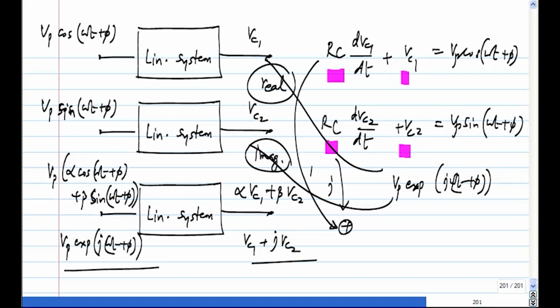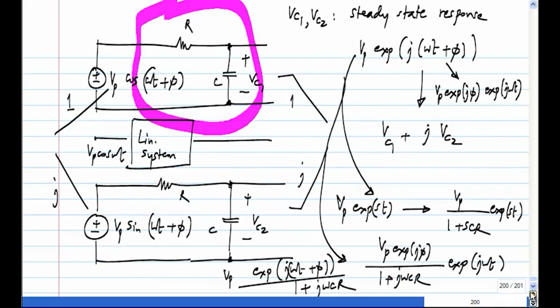This is first of all a very simple circuit. So you put the solution as alpha cos plus beta sine, find the constants. You decompose the cos as exponential plus j omega, exponential minus j omega, find the solution, and finally you do this, you will get the solution. What is the solution then? What is Vc1? What is the forced response? What is the real part of this?